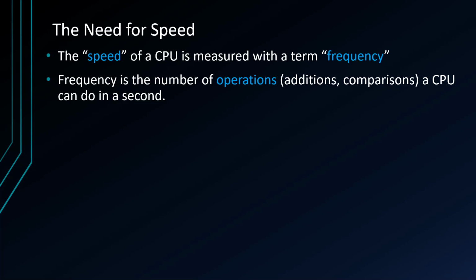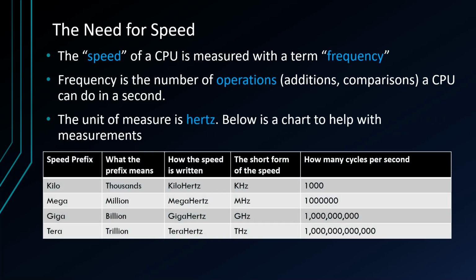The unit of measure we use for that is something called hertz. H-E-R-T-Z, right? Typical measurement for frequency. So this chart below compares different units of measure for hertz. For example, kilohertz, megahertz, gigahertz, and terahertz. You'll notice that each one goes up by a multiple of 1,000. So a kilohertz is really 1,000 hertz. A megahertz is 1,000,000 hertz. A gigahertz is 1,000,000,000, and a terahertz is 1,000,000,000,000.